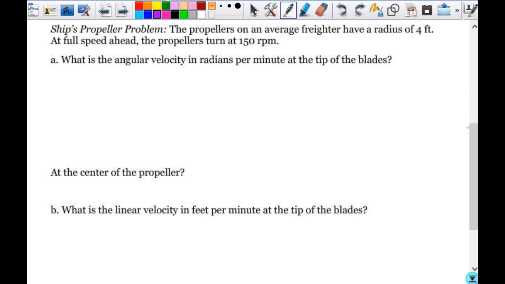Okay, so it says the propellers on an average freighter have a radius of 4 feet, so R equals 4 feet. At full speed ahead, the propellers turn at 150 RPMs. That's 150 revolutions per minute. I want the angular velocity in radians per minute. If I want the angular velocity, does my radius even matter? No, radius has nothing to do with angular velocity. It gives me that, but I don't need it. My angular velocity is omega equals theta over t.